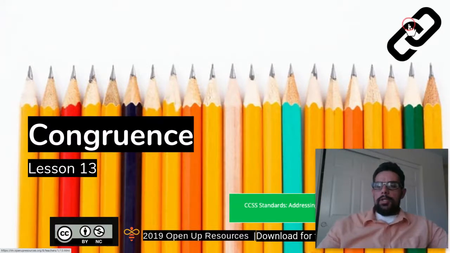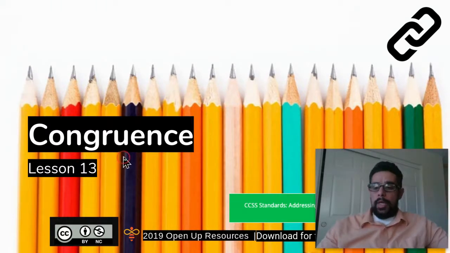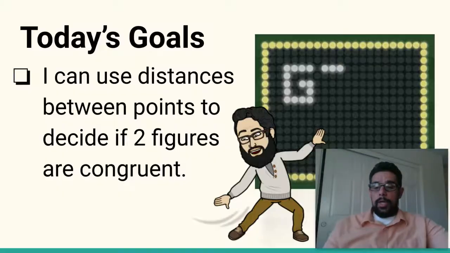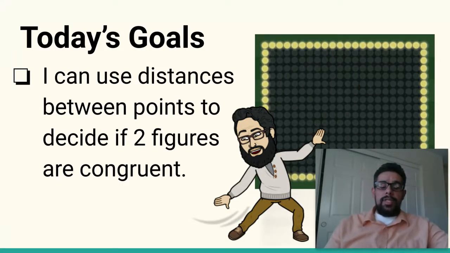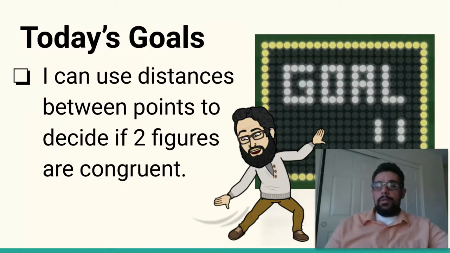Here is our lesson summary for lesson 13, and this lesson focused primarily on congruence. We were looking at congruent figures to check to see if they are congruent or not. Today's goal is that we can use distances between points to decide if two figures are congruent.